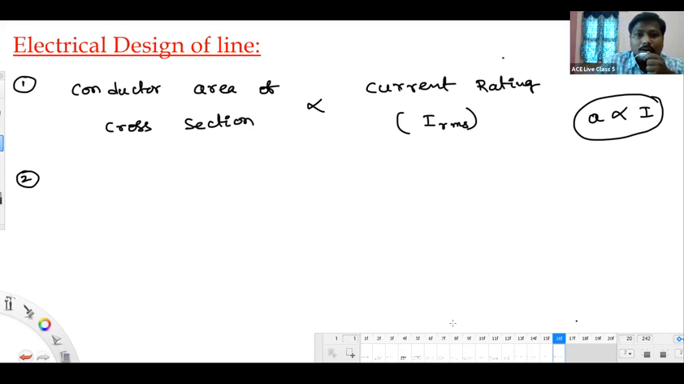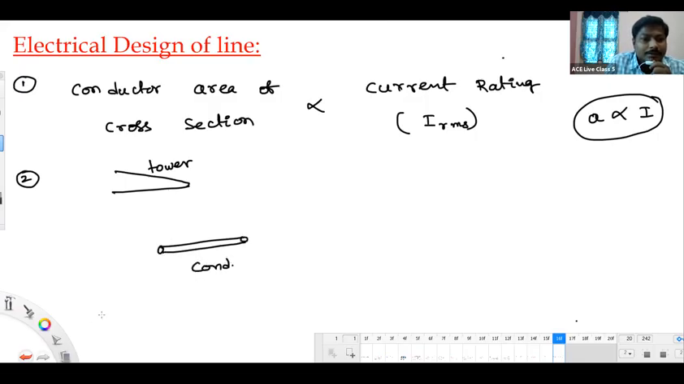Let me show it in a simple diagram. Maybe it's a tower we have. It's a tower, and it's a power conductor. Between these two, we have what we call the overhead line insulator. So this is the placement of the insulator.